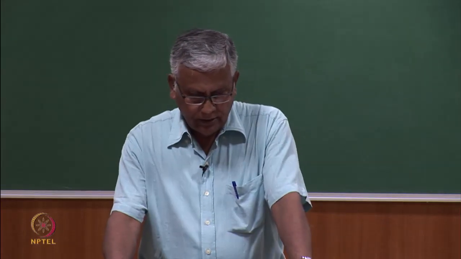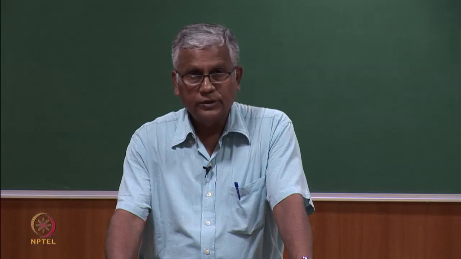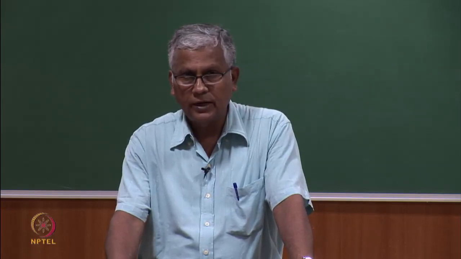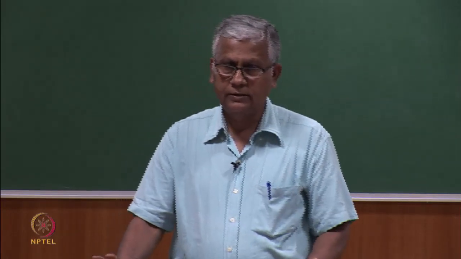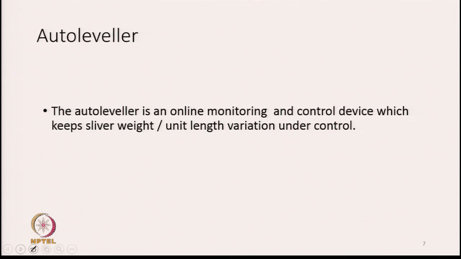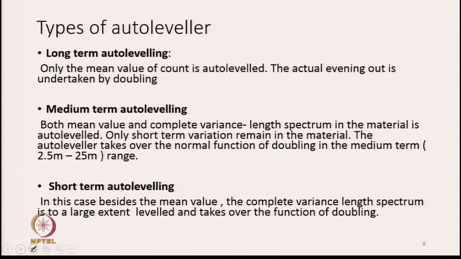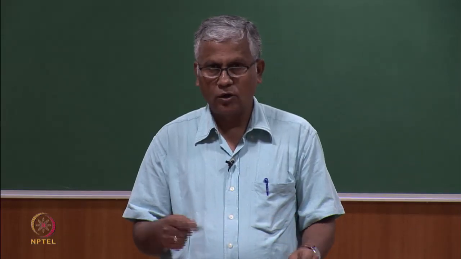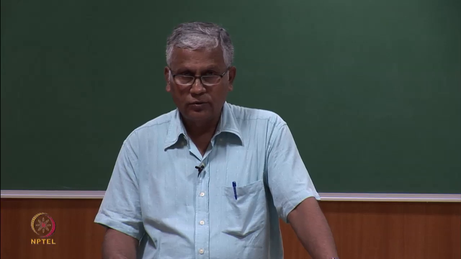So, the definition of an autoleveller is, it is an online monitoring and control device which keeps the sliver weight per unit length variation under control. That is the simple definition of an autoleveller. Types of autoleveller: there could be 3 types. They are known as long term autolevellers, medium term autolevellers or short term autolevellers. By long term, the length range we have already specified earlier, which will be 250 meters or more, medium is around 25 to 250 meters.